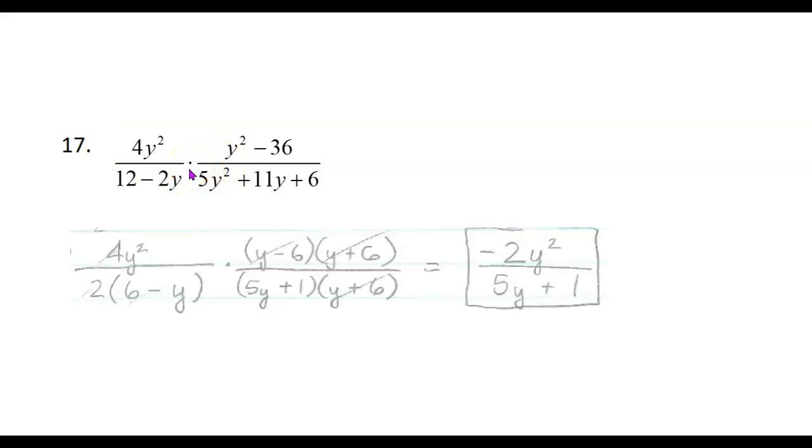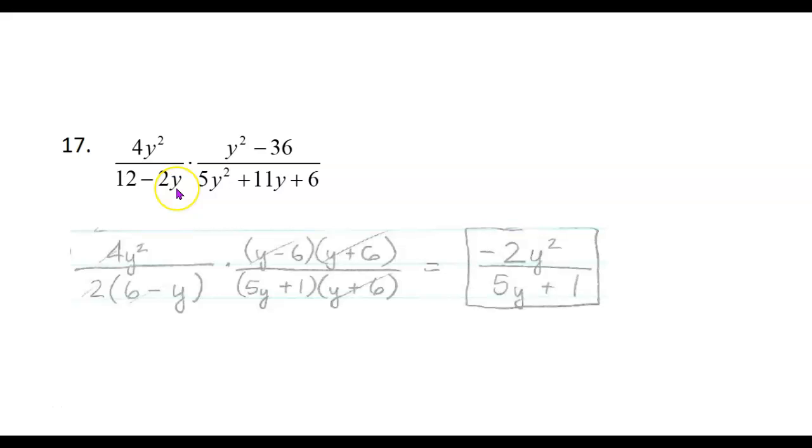So remember when we divided, the first thing we did was to turn it into a multiplication problem. Well, this is already a multiplication problem, so we go straight to the step where we factor everything we can, and then we can look for common factors we can divide out. So 4y squared, there's nothing to really factor out there, but keep in mind that means you got a 4, which is 2 times 2, times a y squared, which is y times y.